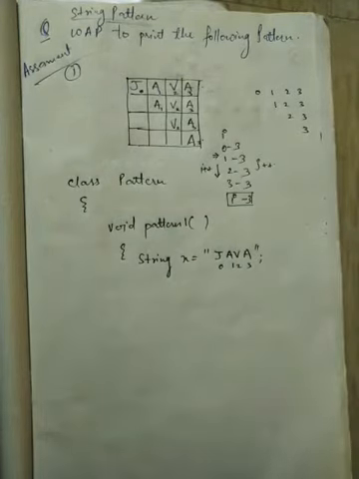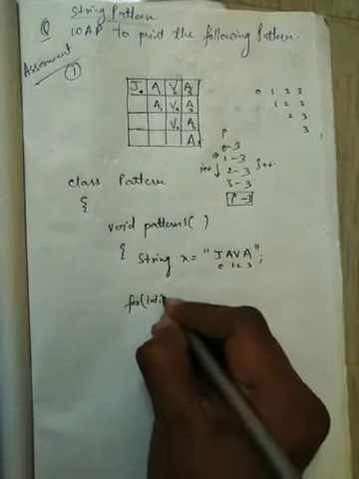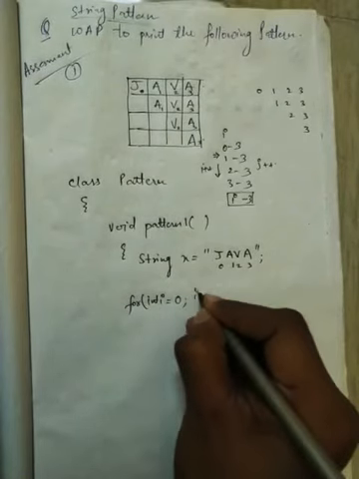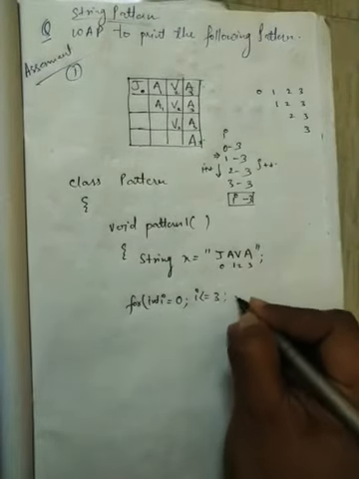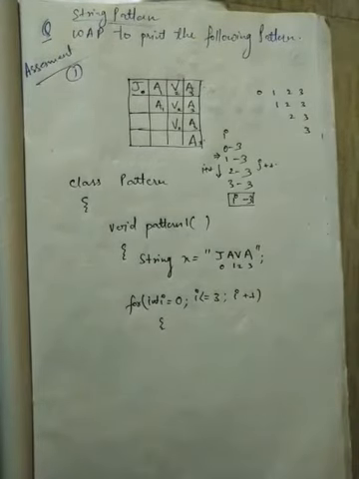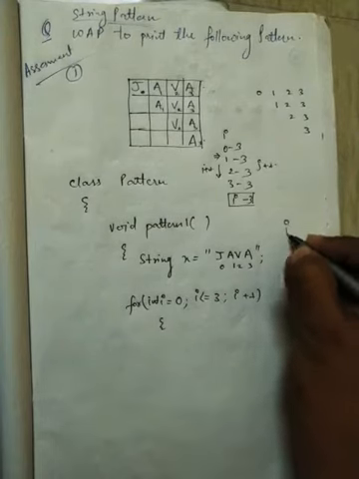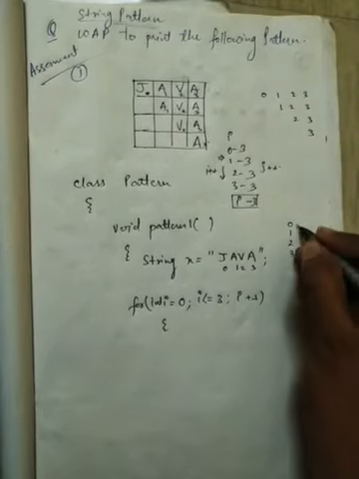So we'll make the loop first. For loop: for int I starts from 0, I less than or equal to 3, and I plus plus. The J loop will be later on, because first we need to make the K loop. For the K loop I'll write the I values 0 1 2 3.